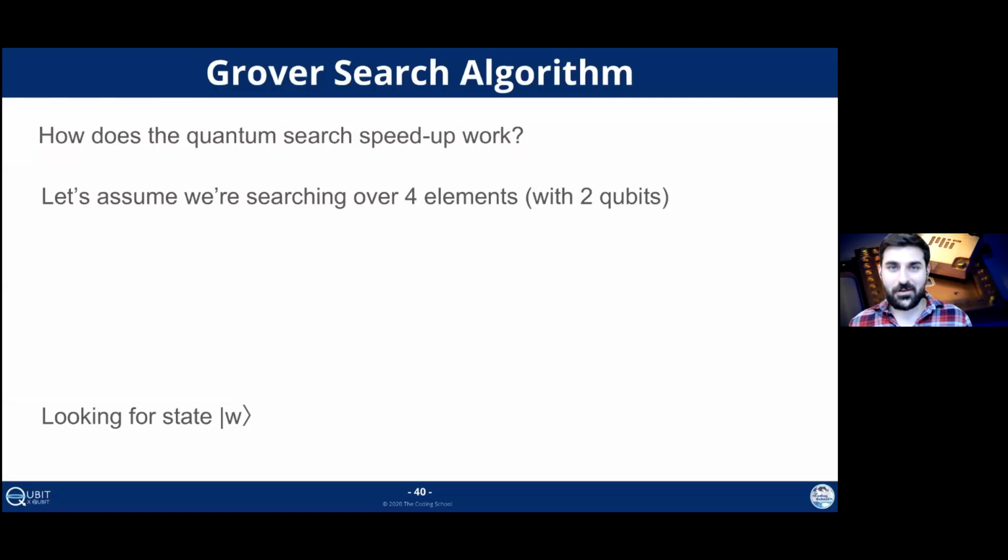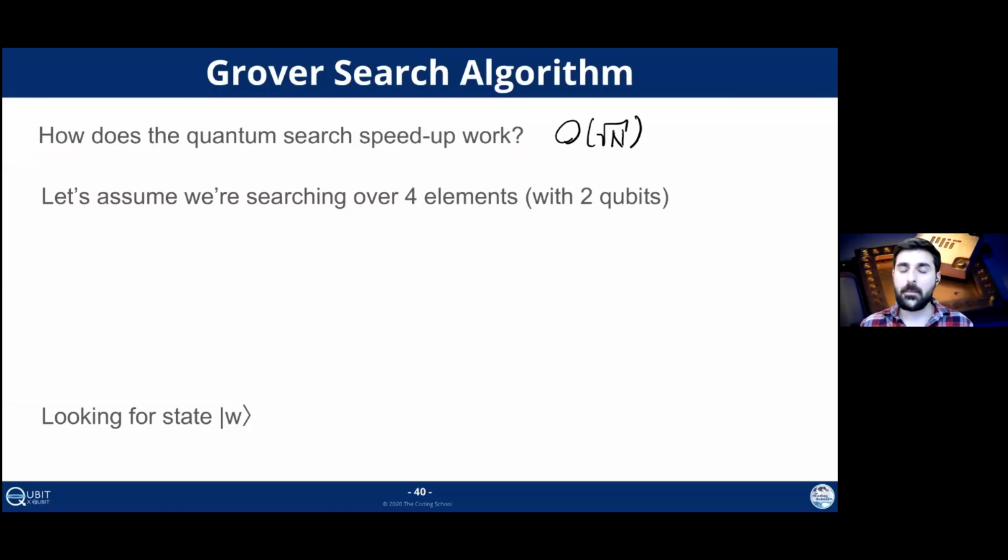Okay, so let's talk more about Grover search algorithm. Specifically, how does the quantum search speed up work? So far I've told you that the runtime is O of square root of large n, where large n is the number of elements, but why is that the case?